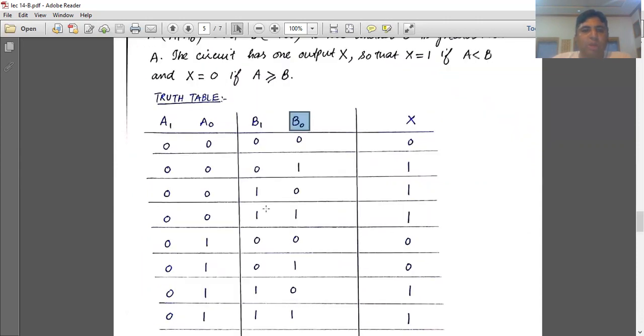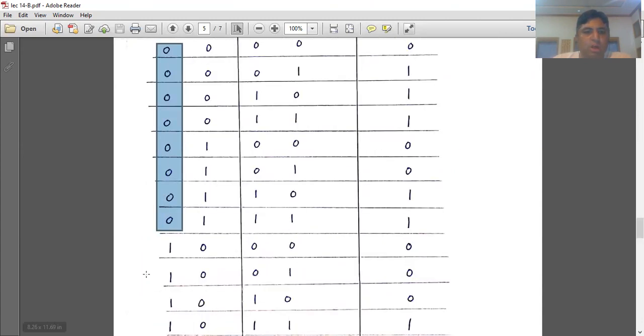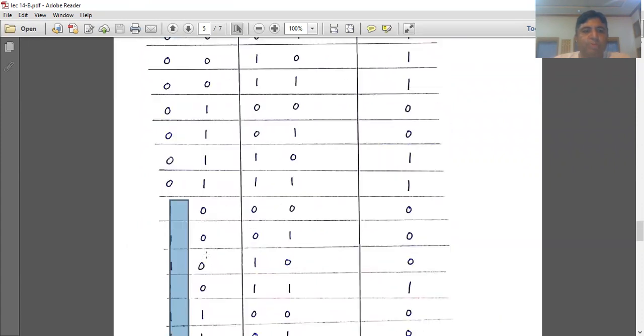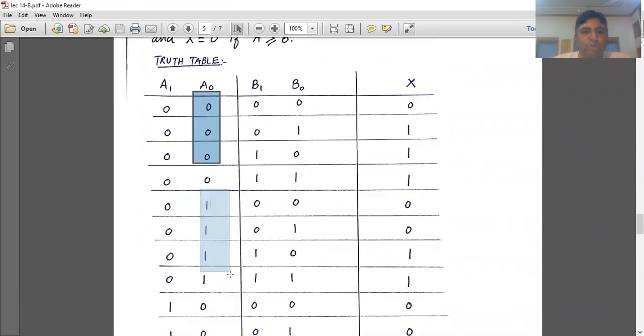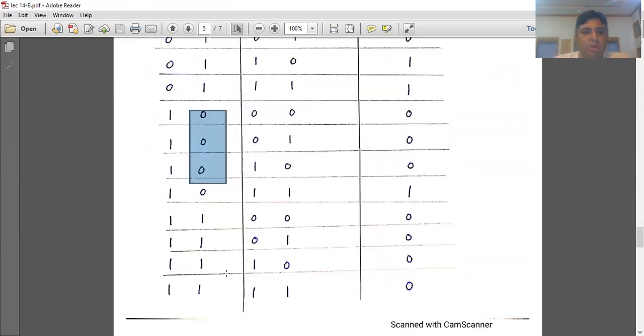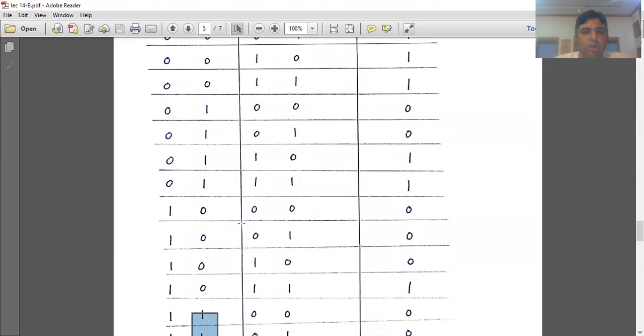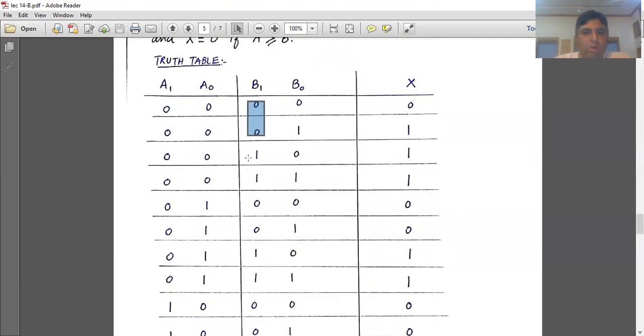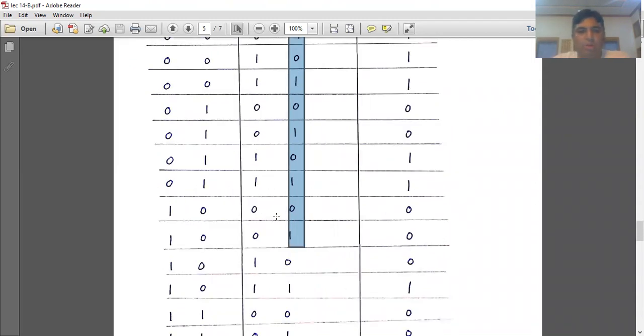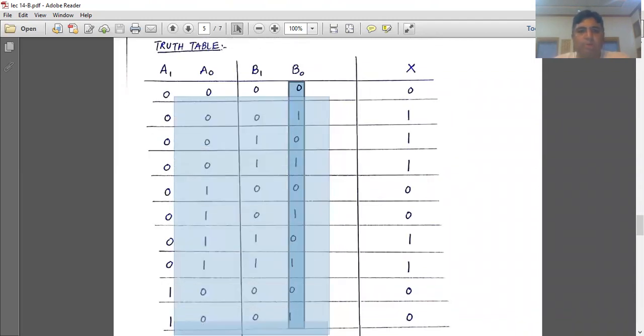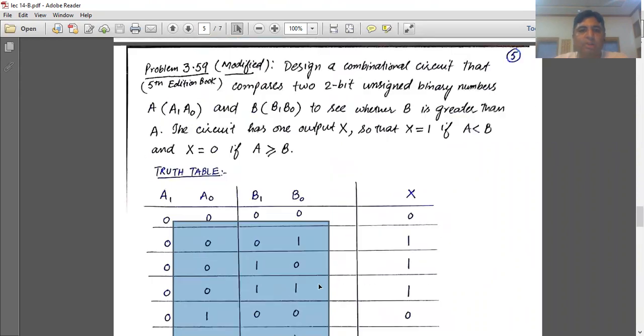So first we will make the 16 combinations, like 8 zeros and 8 ones, and 4 zeros and 4 ones, and 4 zeros and 4 ones, and then double zero, double one, double zero, double one, and then 0 1 0 1 0 1. So 16 combinations of these two numbers will make this truth table. The input side is covered here.